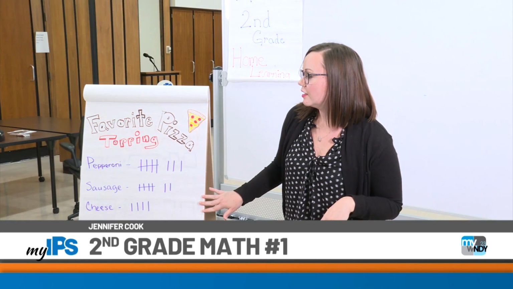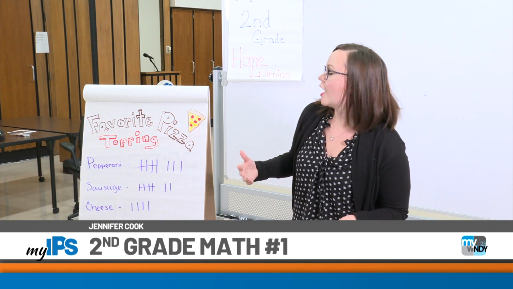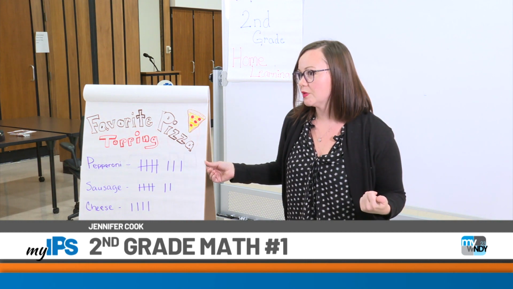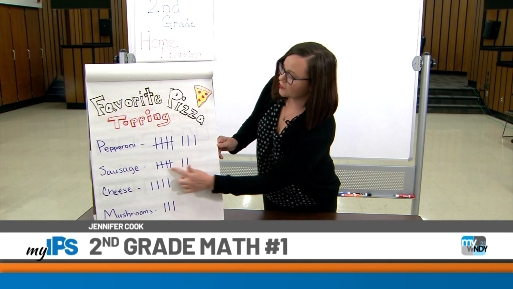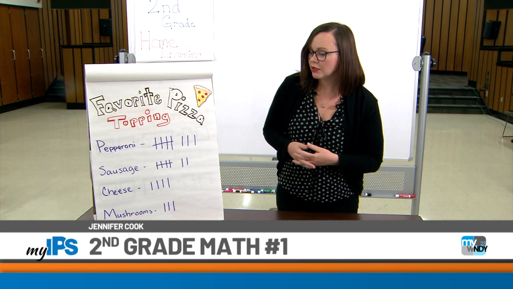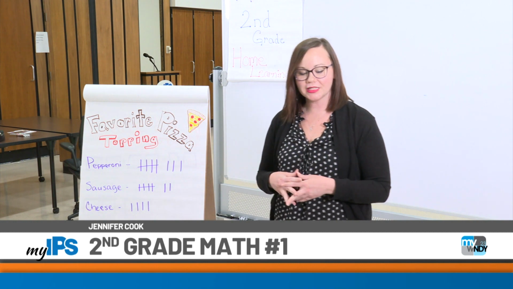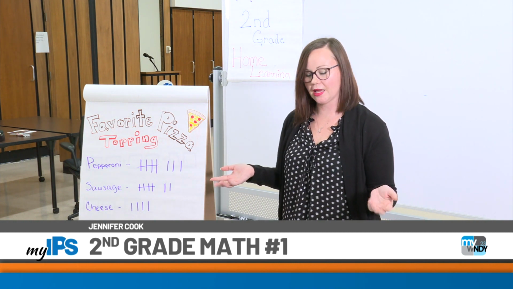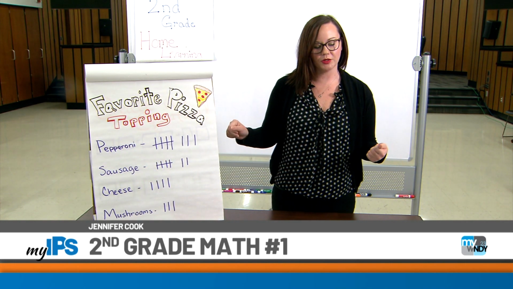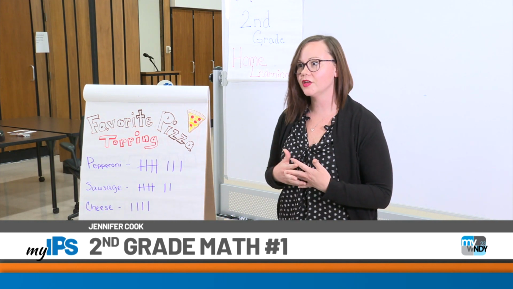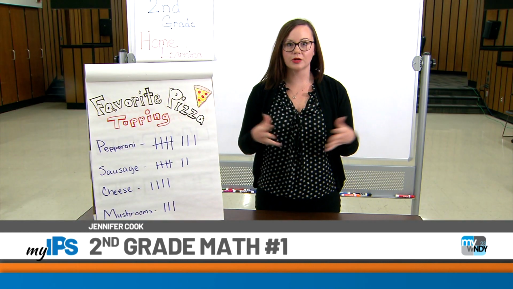So after I wrote down all my tallies, now I have some questions to ask. How many kids liked pepperoni pizza? 8. How many kids like sausage pizza? Well, there's 5, 6, 7. 7. Cheese pizza. 4. Mushroom, 3. So 3 students like mushroom pizza. So what pizza had the most votes? Pepperoni. What pizza had the least amount of votes? Mushroom. So now I have some answers to the questions that I need before I order pizza for everybody.